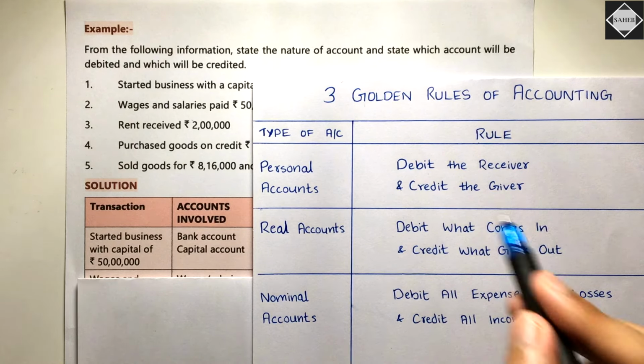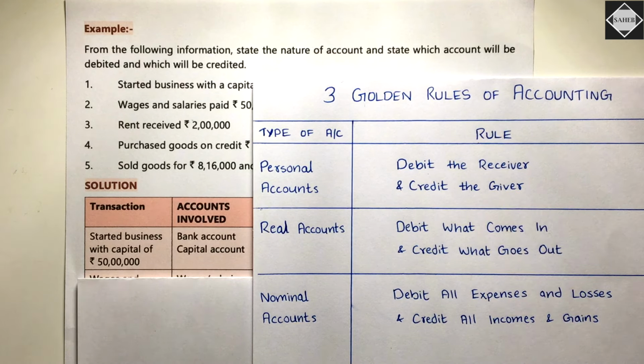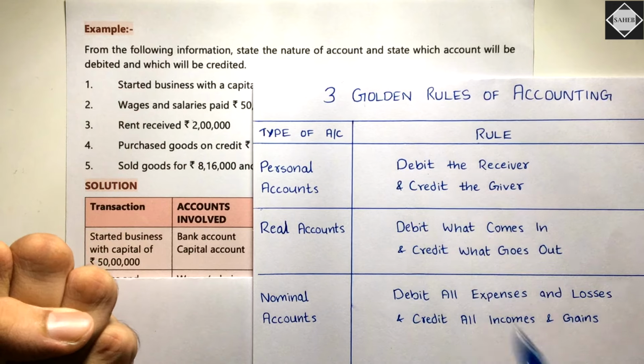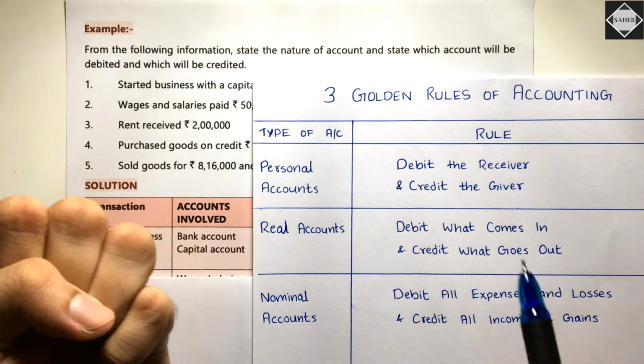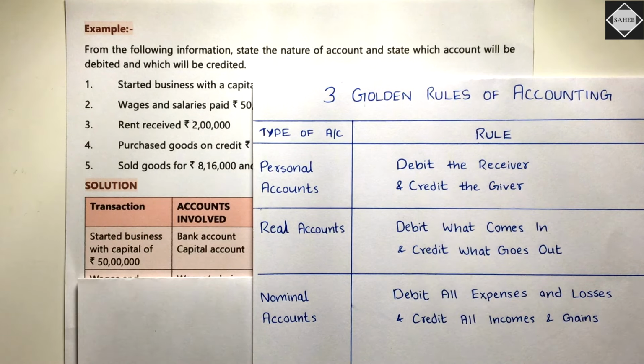So for both the accounts, we have to use this rule. How are we going to use it in this transaction? What happened? In this transaction, owner has brought money into the business, right? But he hasn't brought cash. He deposited the money in the bank account. So bank received the money. Debit the receiver. Bank received the money, so you have to debit the bank account. Who gave this money? From where did the money come? Money came from the owner, right?